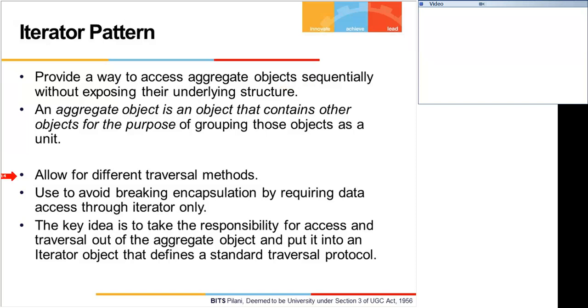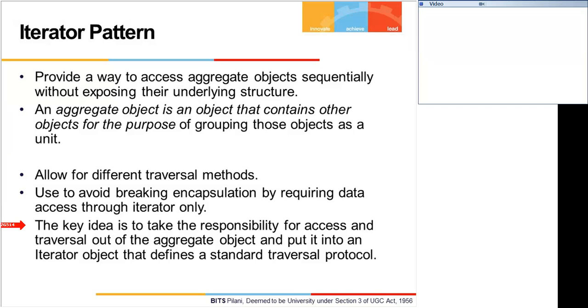It allows for different kinds of traversal methods, and is used to avoid breaking encapsulation by requiring data access through the iterator only, right? So the key idea that this iterator pattern aims to implement is that the traversal of an aggregate object is moved outside the aggregate object and is moved into the iterator object. This helps preserve the concept of encapsulation, right?